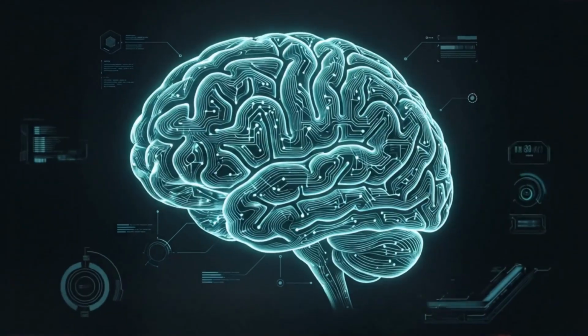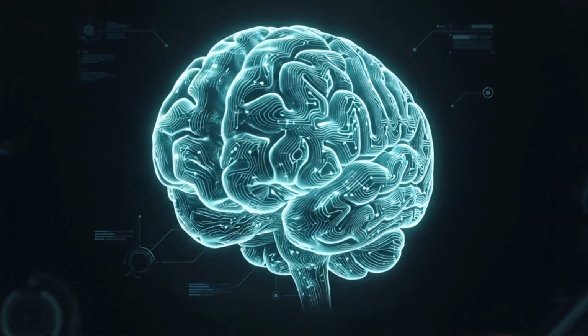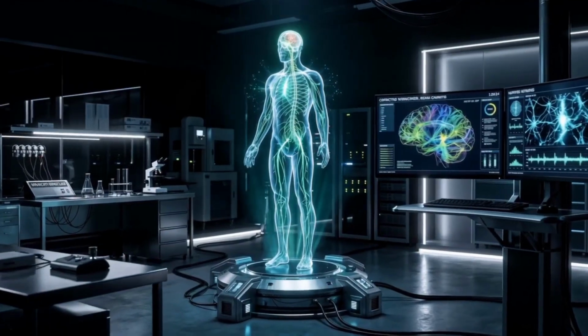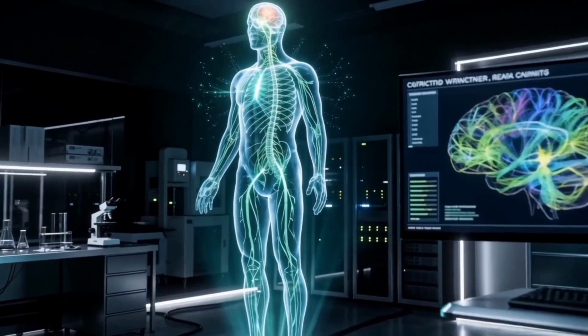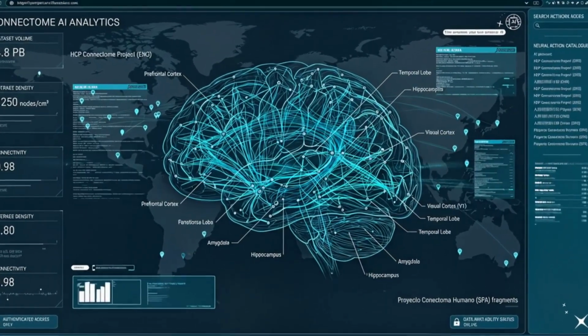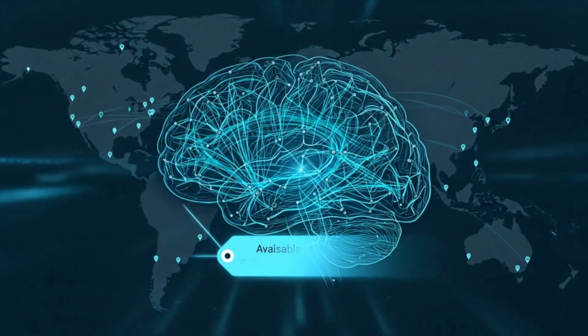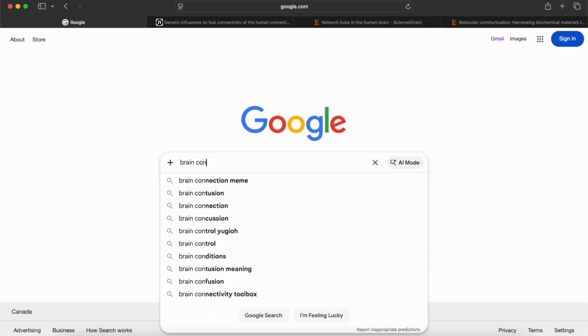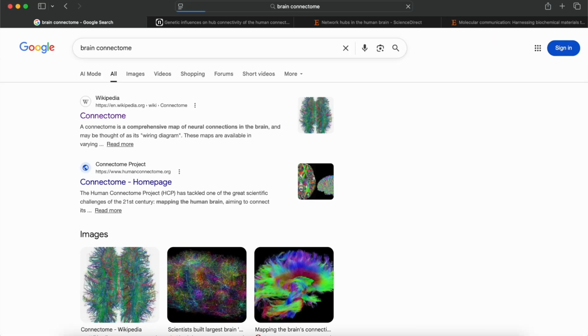They have to have a wiring diagram of all these neurons, not only in the brain, but in the body. Neurons are body-wide. The brain connectome is specific to the brain. These maps are available to international databases in various levels of detail. We're going to Google brain connectome. And we're going to click on the Wikipedia page.